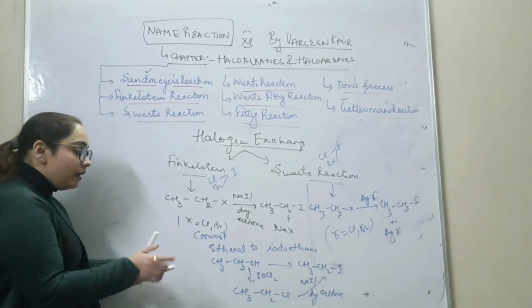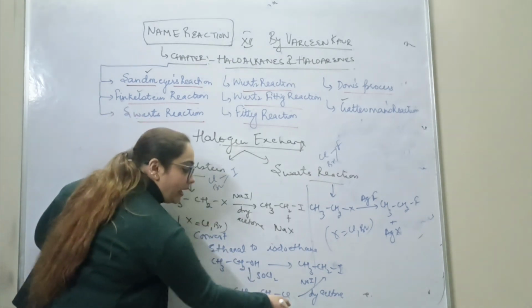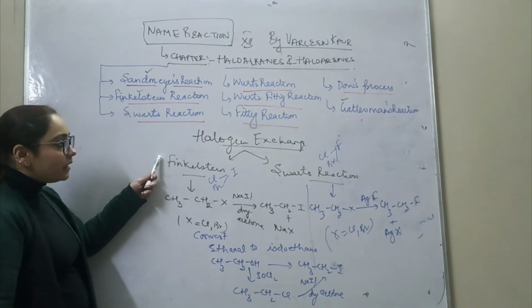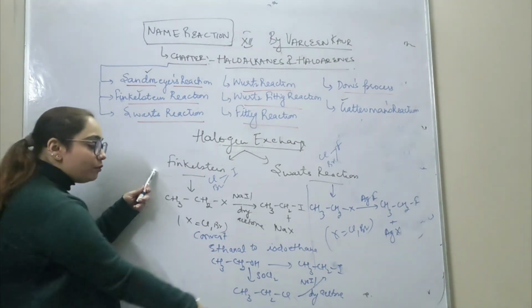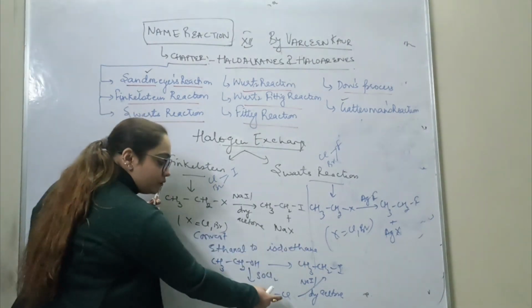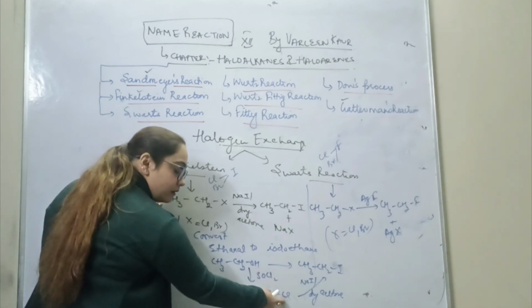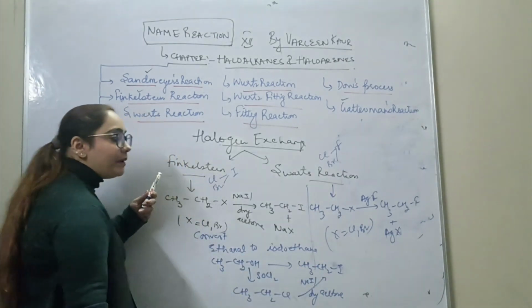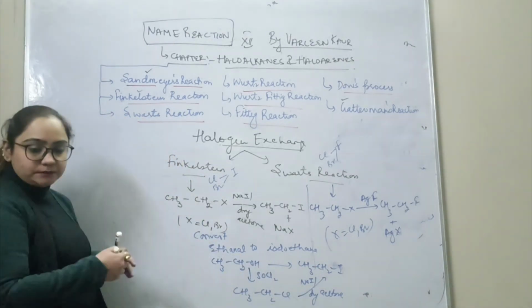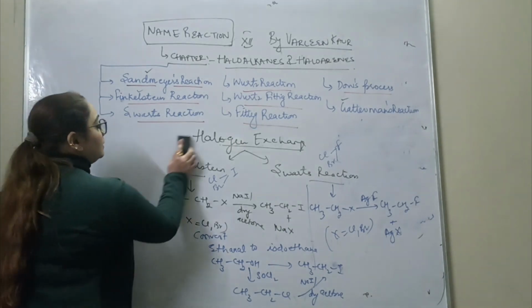So what will we have to do? We need to firstly change it into chloro, and then we have to do this halogen exchange. Similarly, if I want to make fluoroethane, firstly I have to change it into chloro, and then I'll apply HF. Got it?